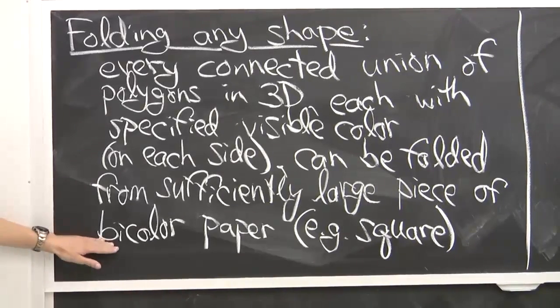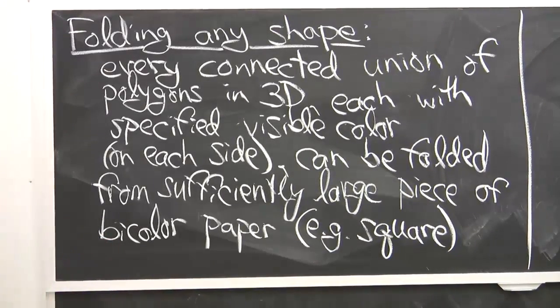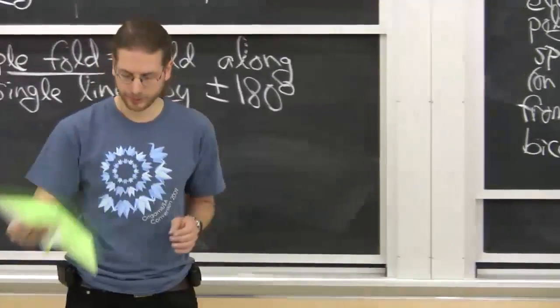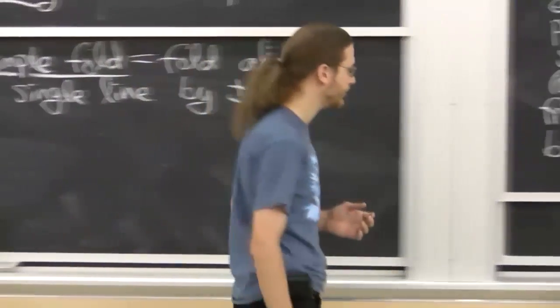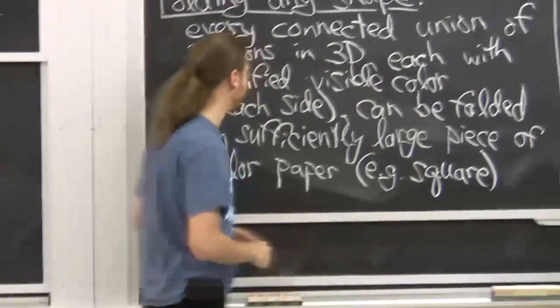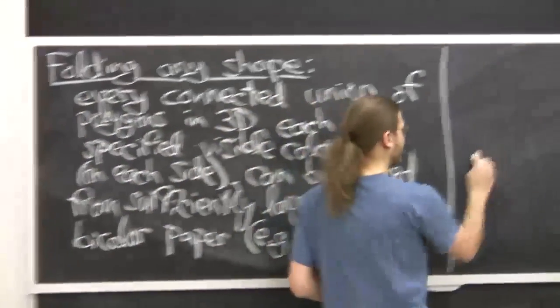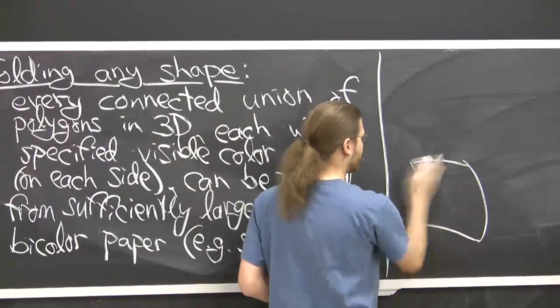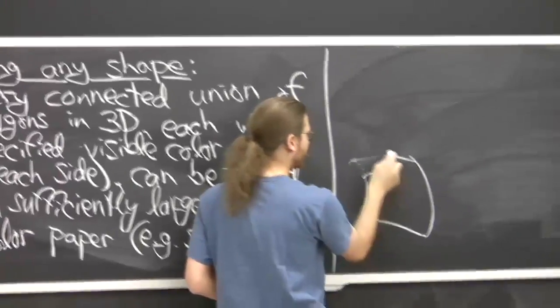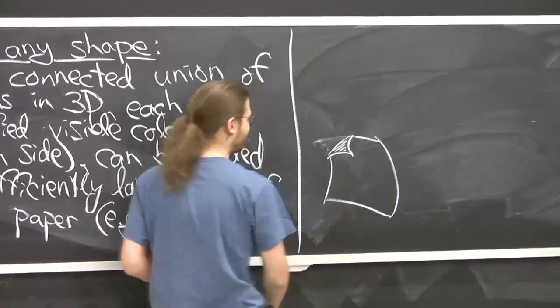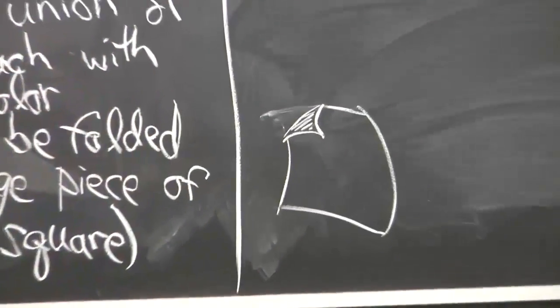Bicolor paper here refers to the idea that your paper is different colors on one side and the other. So white on one side, colored on the other side. White on one side, black on the other side, whatever. We usually try to draw that like the folded over corner. There you go. Bicolor paper.